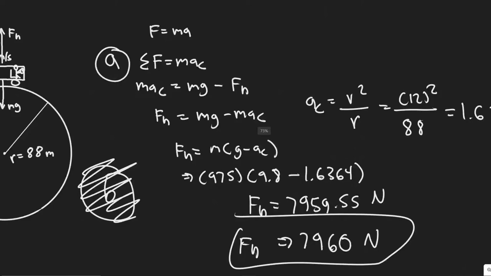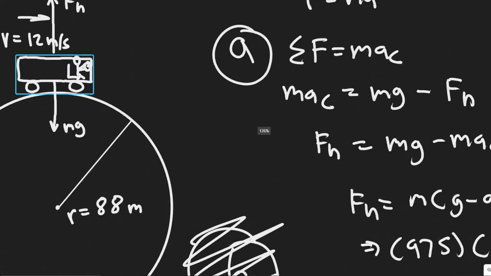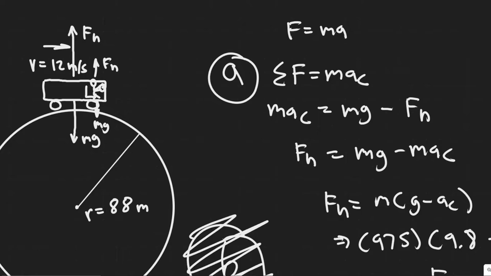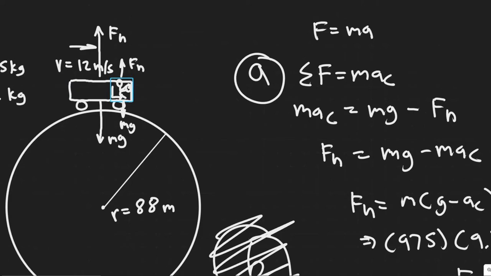Because you still have these formulas. It's just we're talking about the driver now and not the car as our object, just the driver. So we still have mg, we still have f sub n, and all the formulas just work out the same, but we're dealing with a different object now. Instead of the car, it's just the driver. So we're going to use the same formula here.